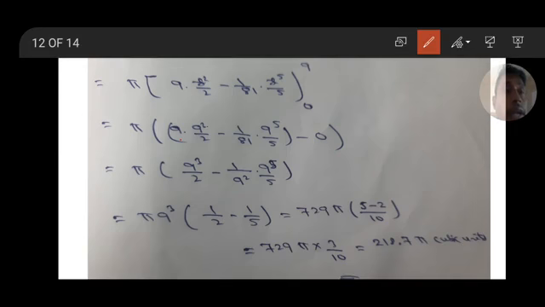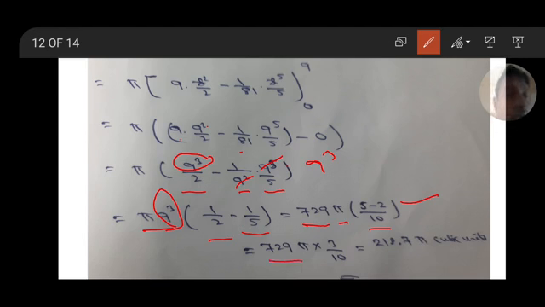Next, 9 into 9, 9 cube by 2, 1 by 9 square, IT1 means 9 square, 1 by 9 square into 9 to the power of 5 by 5. So here 9 cube is the LCM, and 9 to the power of 5 over 9 square leaves 9 cube. 9 cube is common, 1 by 2 minus 1 by 5, LCM 10, 5 minus 2. 9 cube means 9 into 9 into 9, that is 729 pi into 5 minus 2 means 3 by 10, that is 729 pi into 3 by 10.